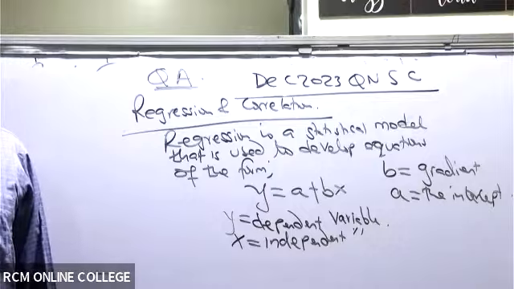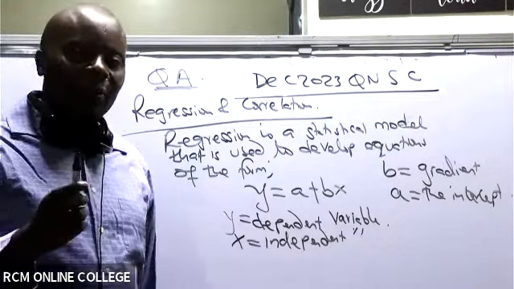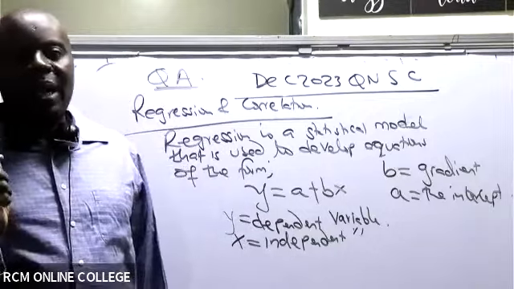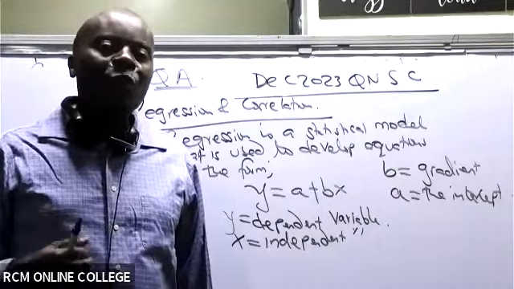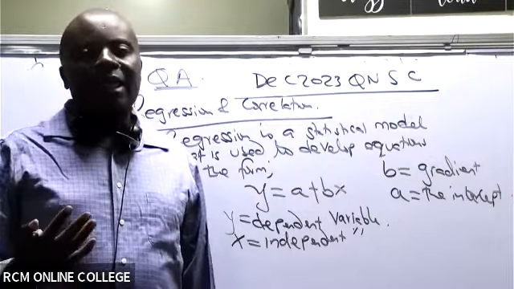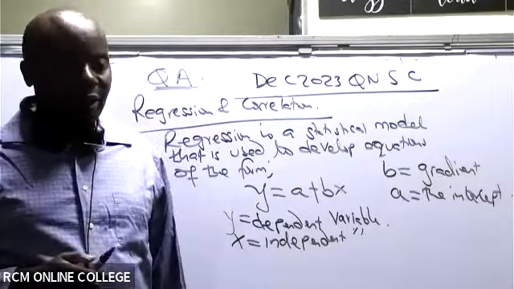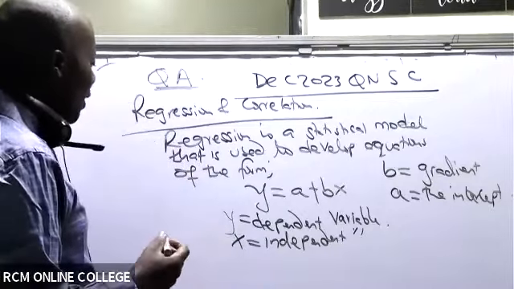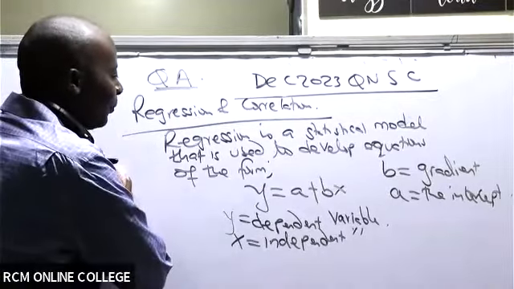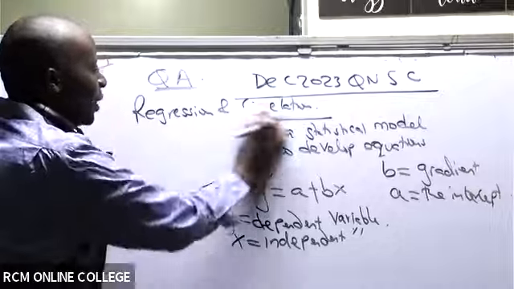Now, ladies and gentlemen, for the years that I've been leading teams to mark CASNEB exams, I know normally where students go wrong. In most cases, you'll be given two variables. Let me just demonstrate. You'll be given two variables like this.